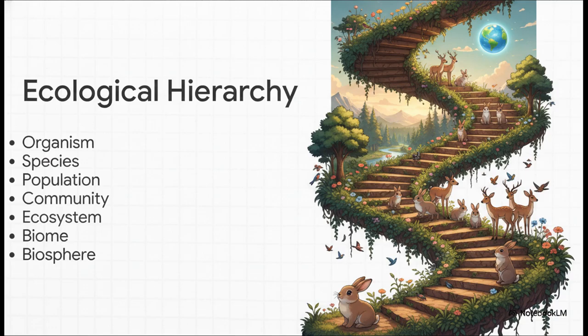Group multiple populations together, you get a community. Now add in the non-living elements, and boom, you have an ecosystem. Group similar ecosystems together, and you get a massive biome, like the tundra. And all biomes combined make up the ultimate level, the biosphere.